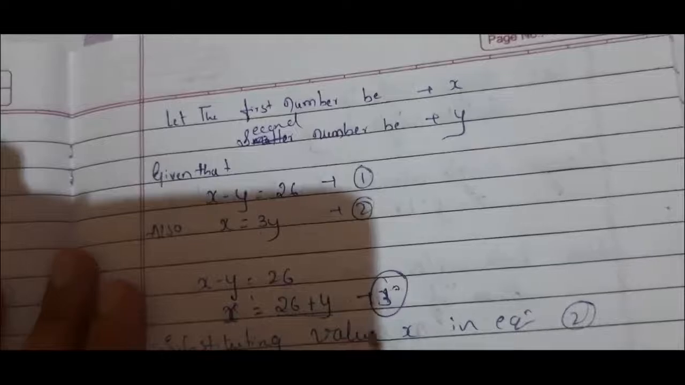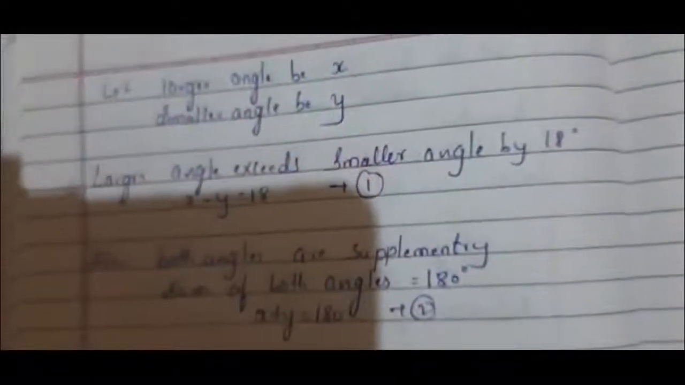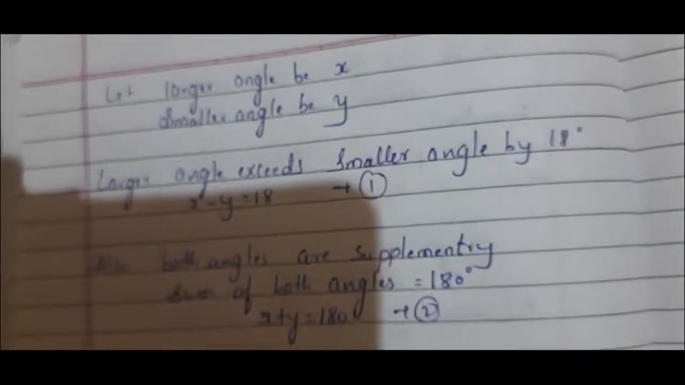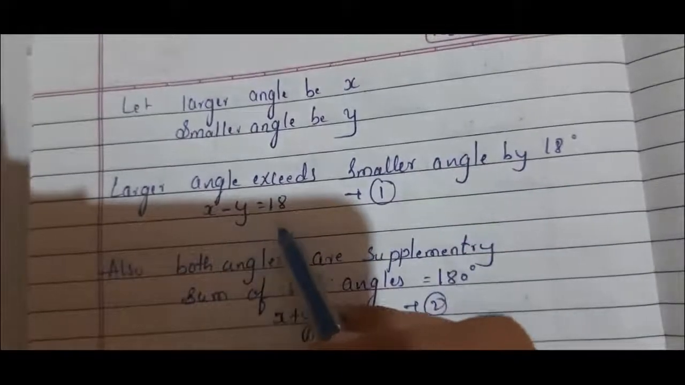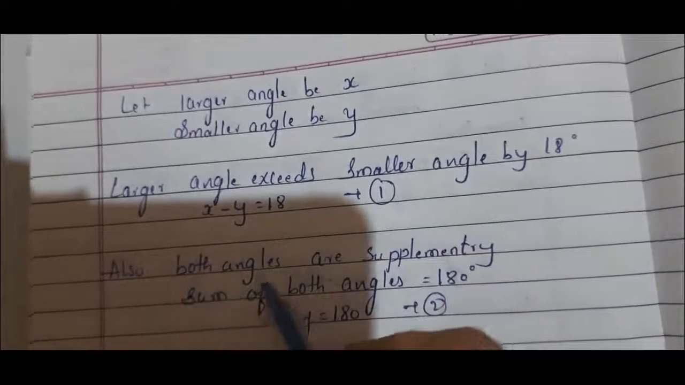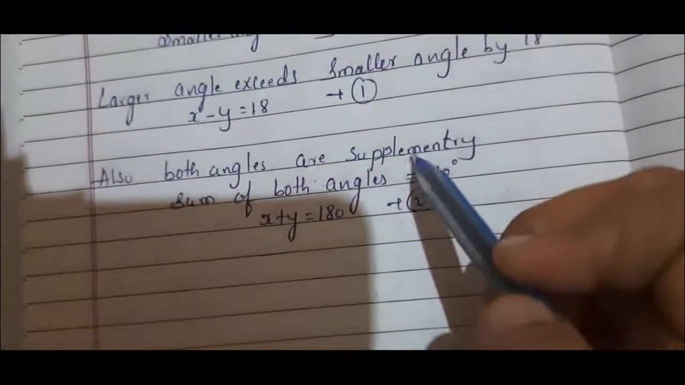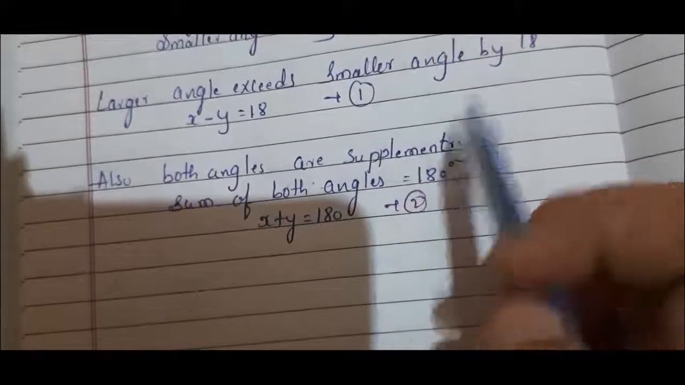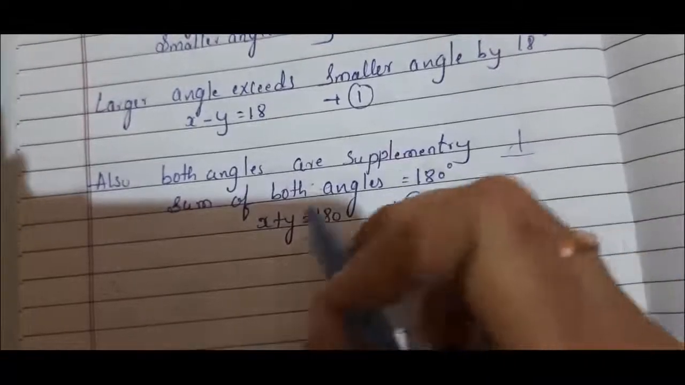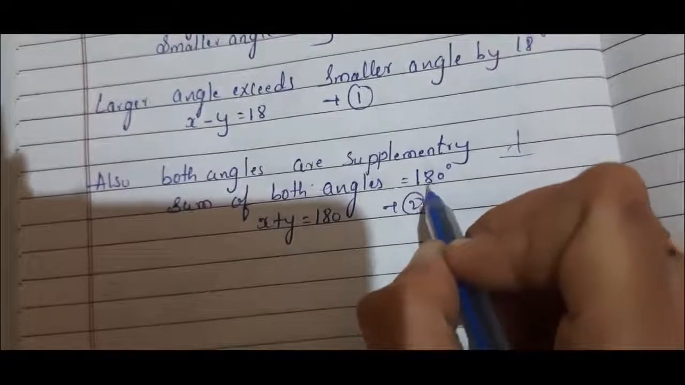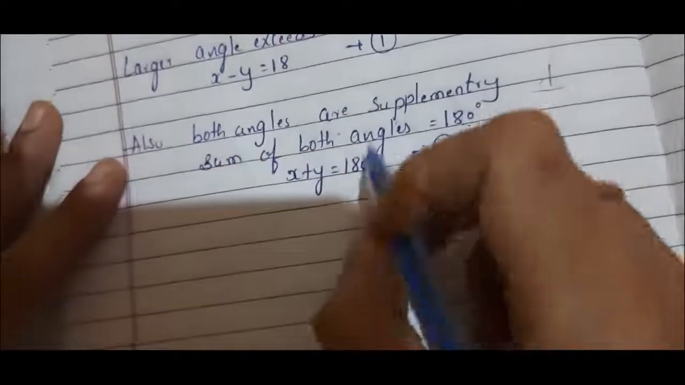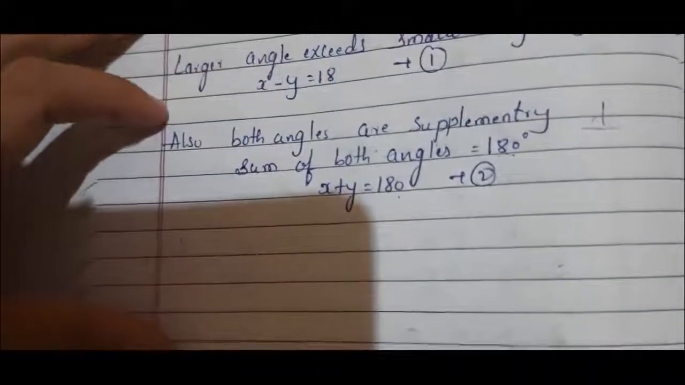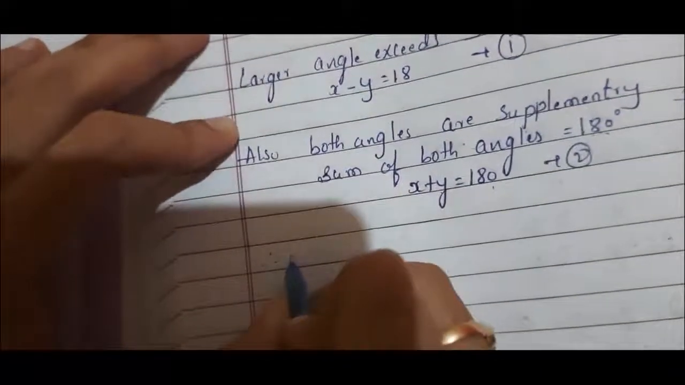So the question is: let the larger angle be x and the smaller angle be y. The larger angle exceeds the smaller angle by 18, that is x minus y equals 18, and also both angles are supplementary. According to the question, both angles are supplementary to each other, so the sum of both angles is 180 degrees. It is the definition of supplementary. So x plus y equals 180 degrees. Consider both equations and find the values of x and y.